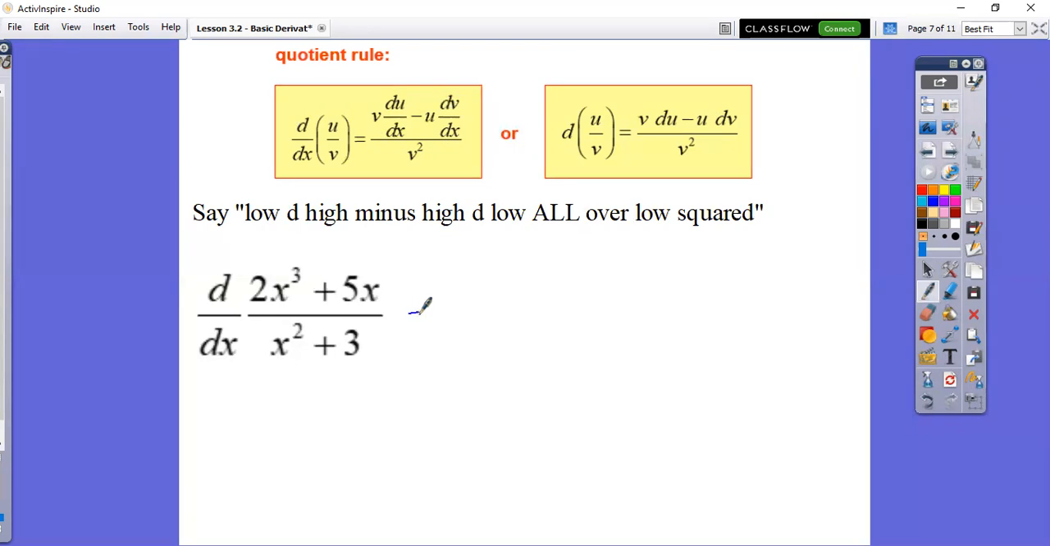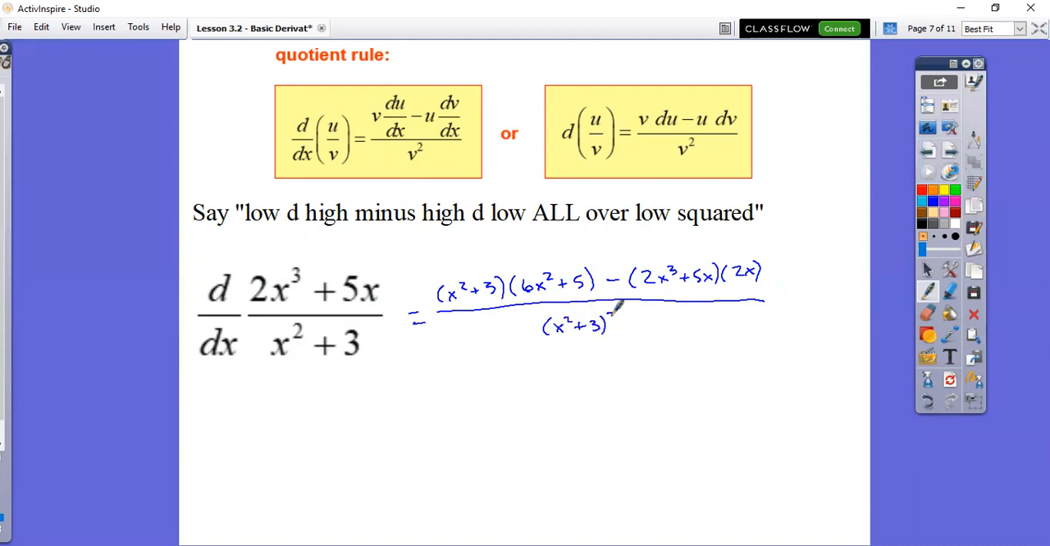So when I apply that here, I take low, x squared plus 3, times d high, so the derivative of the numerator. So that would be 6x squared plus 5. Again, power rule. Power rule is going to be your best friend. You're going to use it all the time. So you've got low d high minus high. I'm going to take what's in the numerator, 2x cubed plus 5x, d low. So the derivative of the denominator, which again, power rule, coming in clutch again. That's 2x. And then all of that is over low squared. So it's over x squared plus 3 squared.